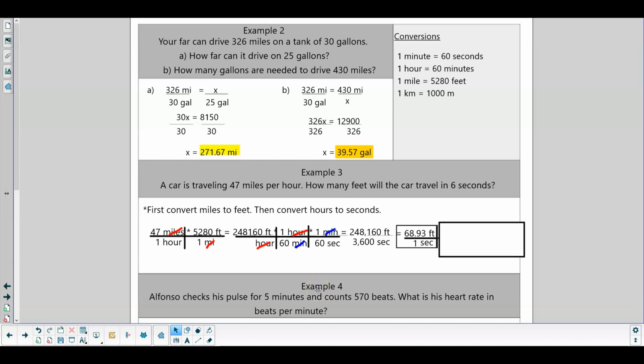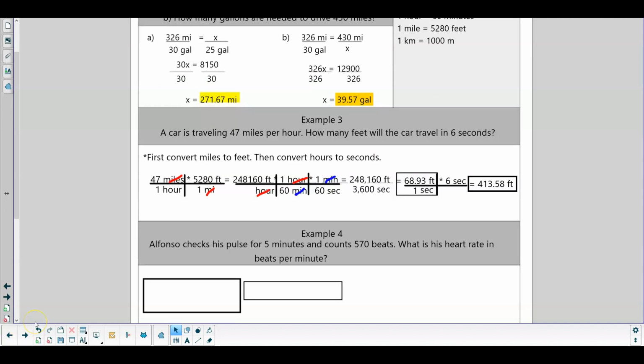And normally I would stop here, except our question didn't ask us to convert feet to seconds. They asked us to find out how many feet the car will travel in 6 seconds. So if it's 68.93 feet for every 1 second, let's just multiply times 6, and then that'll give us our distance for the car. As you can see, the 413.58 is the number of feet that we get.